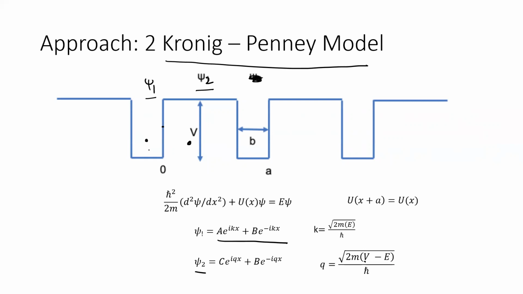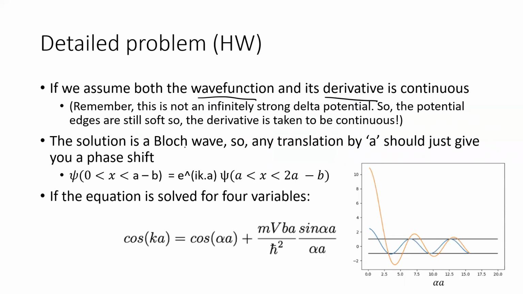But what we do is, because of the periodicity, you can also say that the same wave function exists here as well, right? Because whatever you have here should be the same here as well. So you can have two more equations here. You have two equations here, you have two equations here. Finally, you have four equations, four unknowns, and you can solve for it.